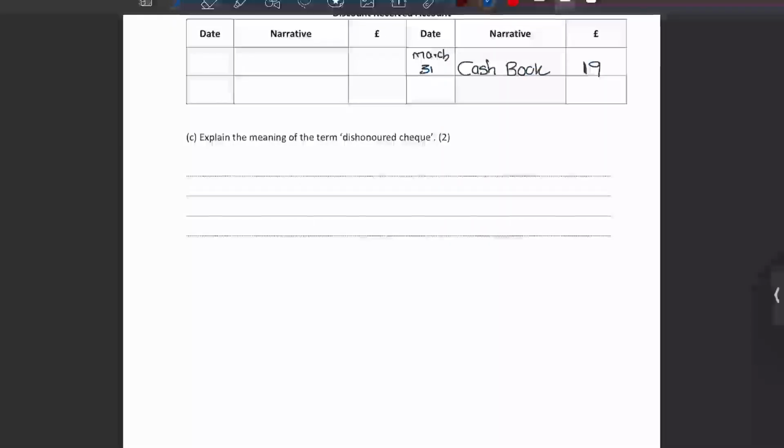Now see how I'm giving the answer. You check my answer and tell me if I deserve the 2 marks. Right? What is the dishonored check? This is where the bank refuses to give the money. How many marks am I giving now? 1. Now you have to expand this point.